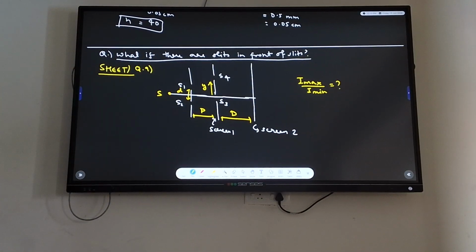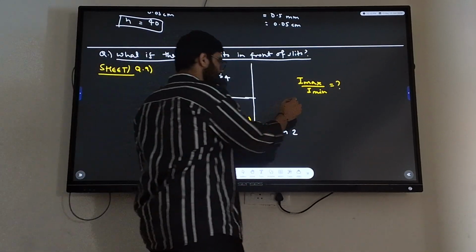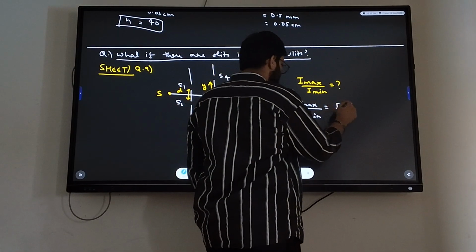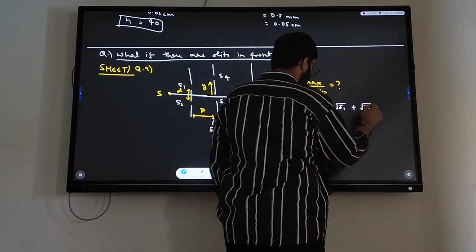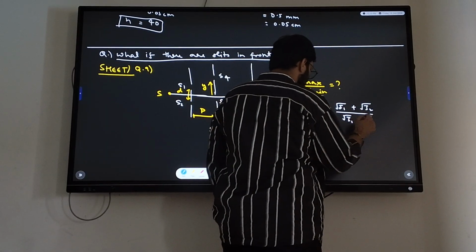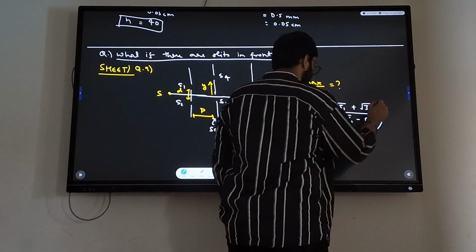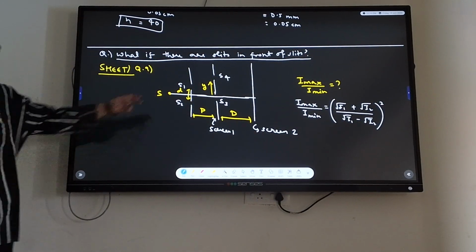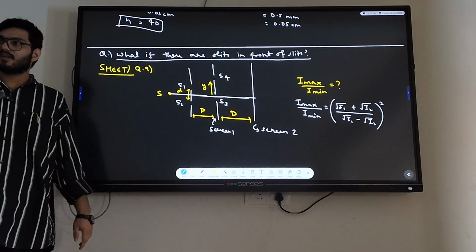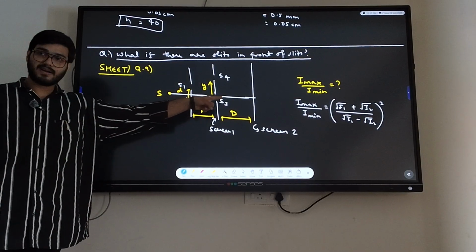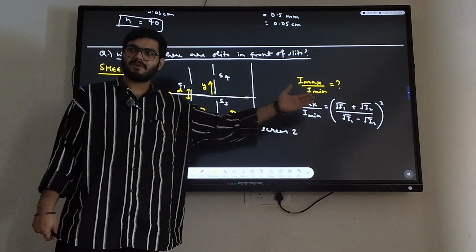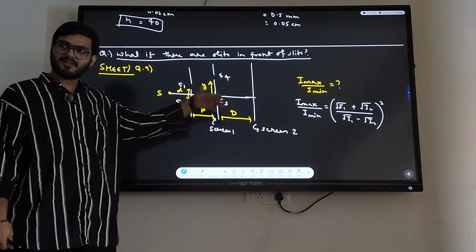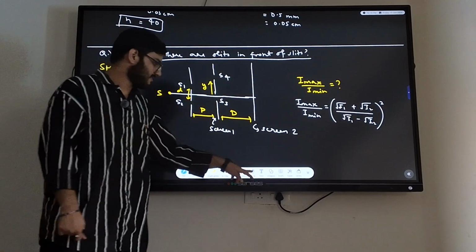But what was the formula of Imax by Imin? That's root I1 plus root I2 divided by root I1 minus root I2, the whole square, where I1 and I2 are the intensities from two sources. Those slits will act like sources. So whatever intensity we find at S3, we will call either I1 or I2, and whatever we find at S4, we will call the other one.